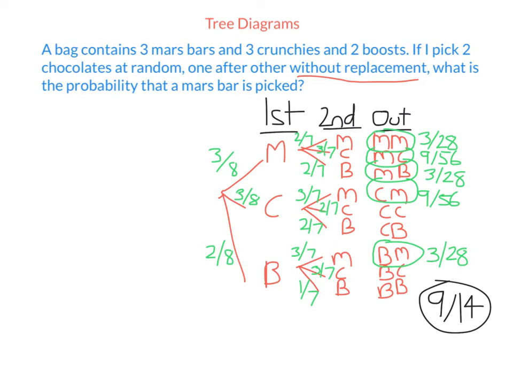So tree diagrams are very useful when the events occur in more than one stage. Venn diagrams are very useful when there's more than one set. So let's go look now at Venn diagrams.